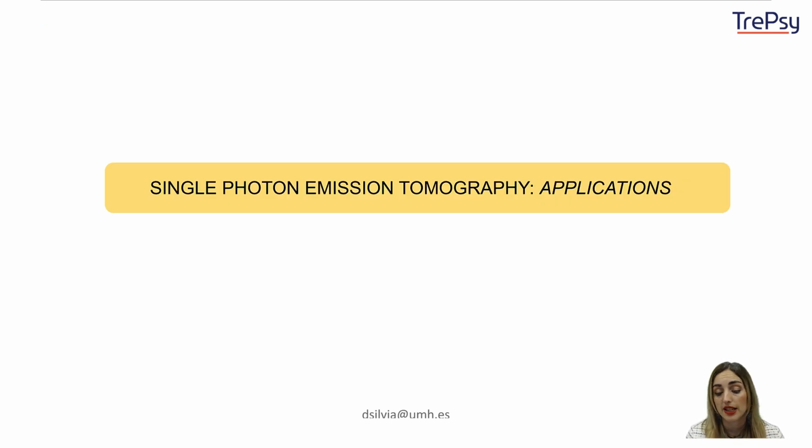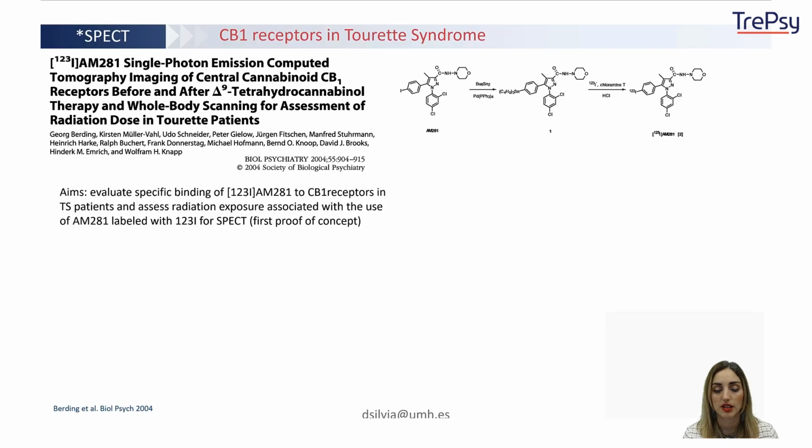A few words on SPECT applications, although there are far fewer applications compared to PET imaging. This is the study that I showed before in the pictures. It's a study from 2004 in Biological Psychiatry, and is the first proof of concept of the use of a SPECT tracer binding to CB1 receptors in patients with Tourette syndrome. So it was the first time it was applied in vivo.